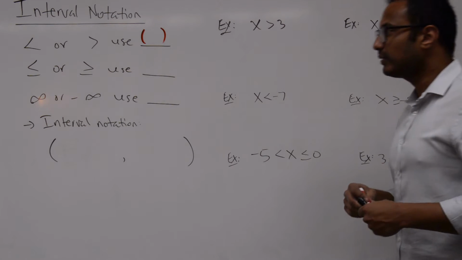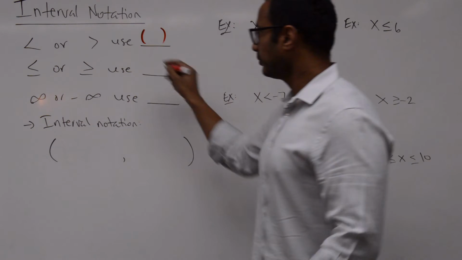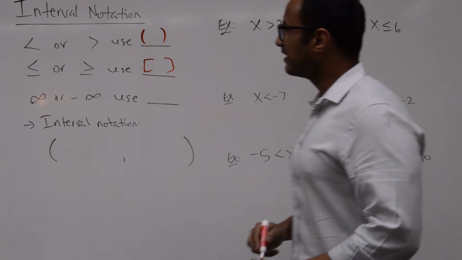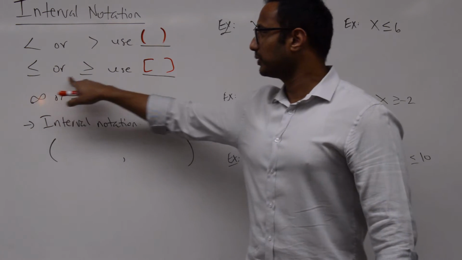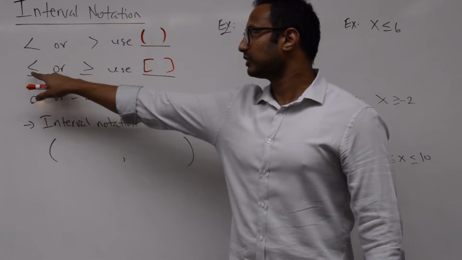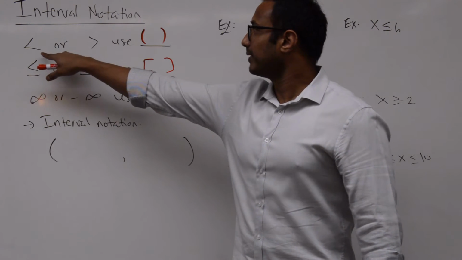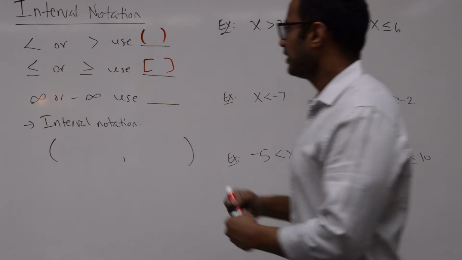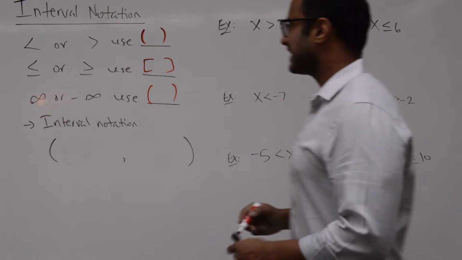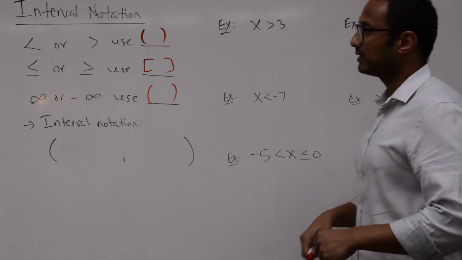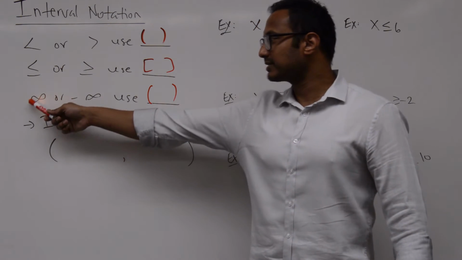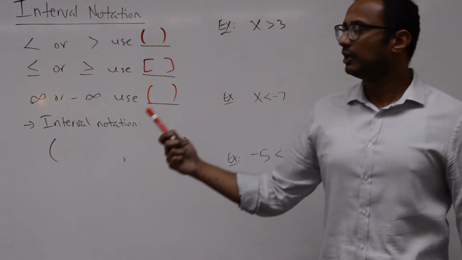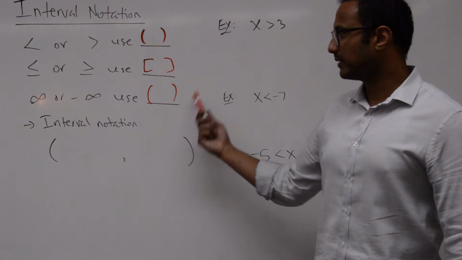If you have a less than or equal to or a greater than or equal to, we use brackets. Notice the difference is that with the brackets, we have an equal to sign in both the less than and greater than. For parentheses, we don't have an equal to sign. And then for infinity or negative infinity, we use parentheses. Because infinity or negative infinity is not a number, this is a concept that numbers get infinitely big or infinitely small. So because it's not a number, we're going to use parentheses.